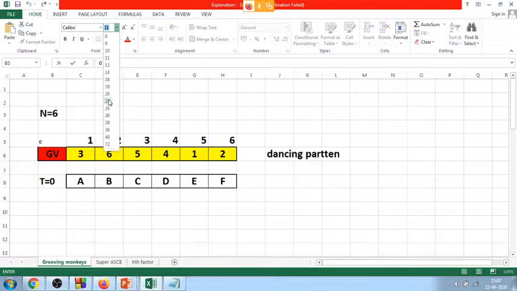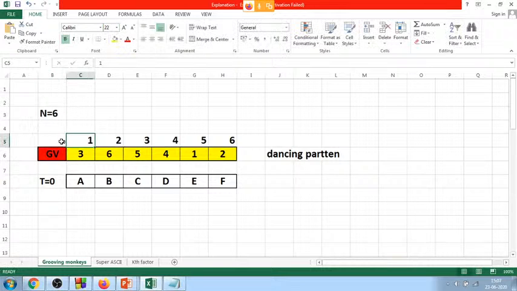By default, if you are initializing an array, it is initialized with the 0th index. We can't do anything about it. So I will initialize with the 0th index, but I will leave it as such. I will never mind about it. Let me increase the font size for you. Okay, fine. This 0th index will be the garbage value. So we are going to initialize this array from 1 to 6, and this is the dancing pattern.